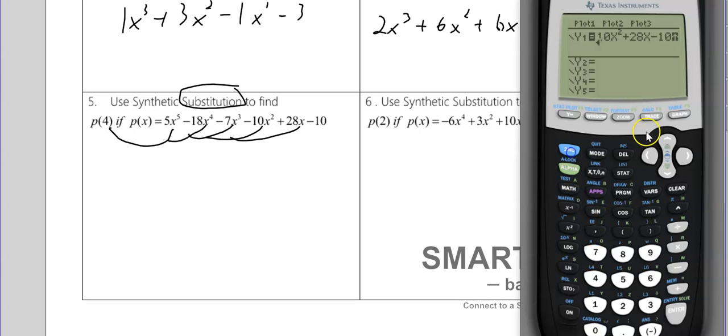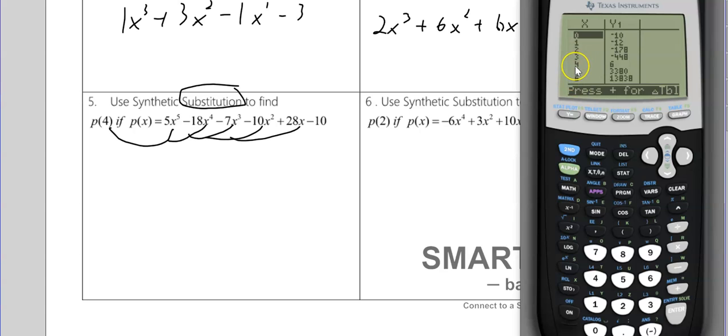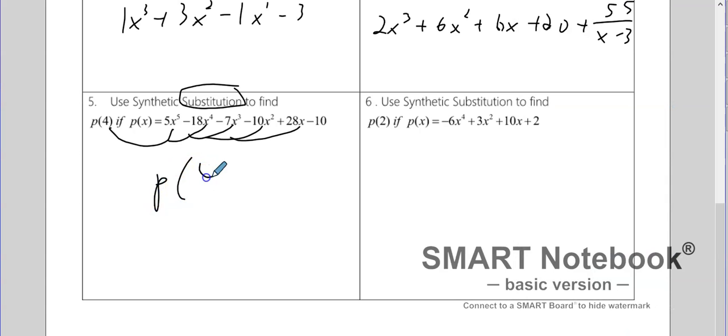Now I'm just going to go to my table and look up 4. If x is 4, y is 6. That's my answer. I put in 4, I get 6.